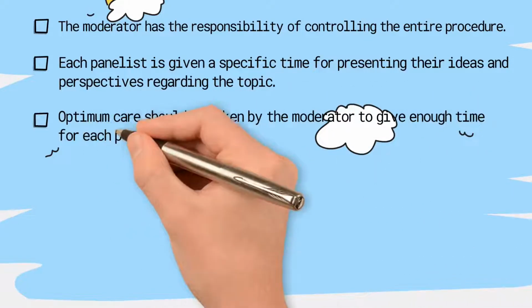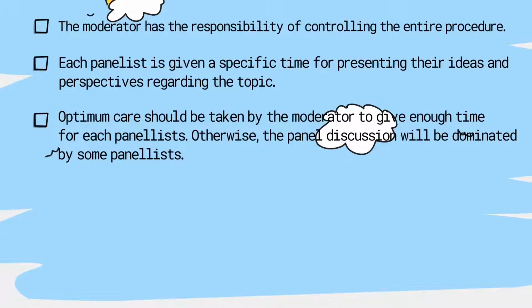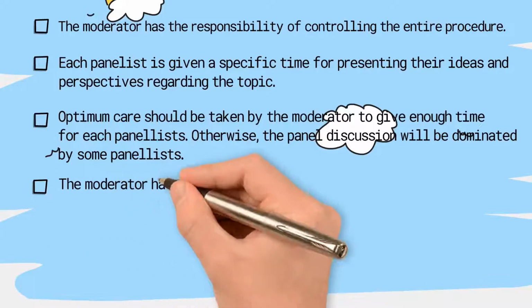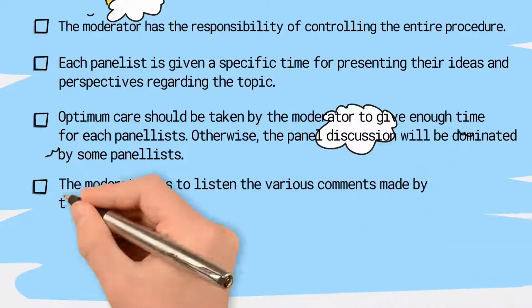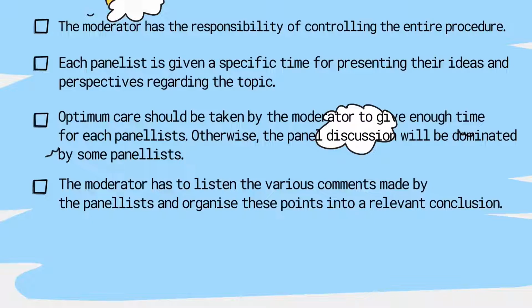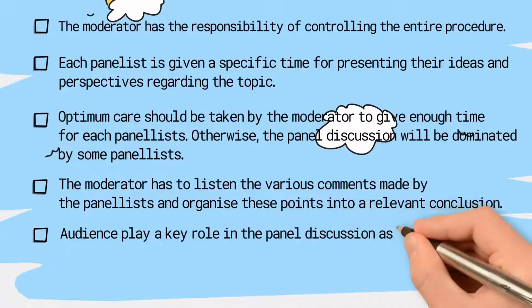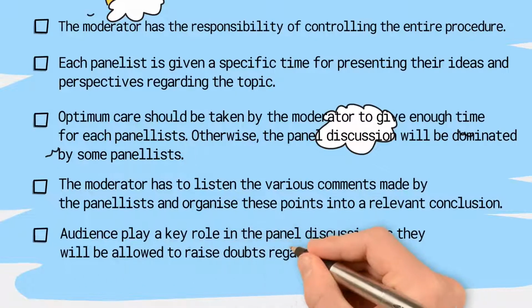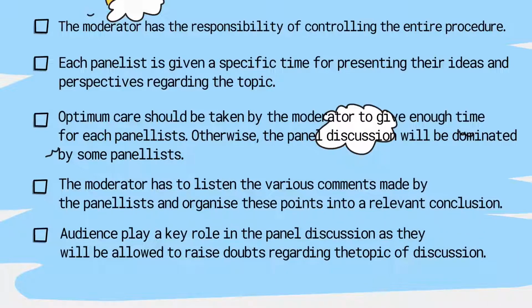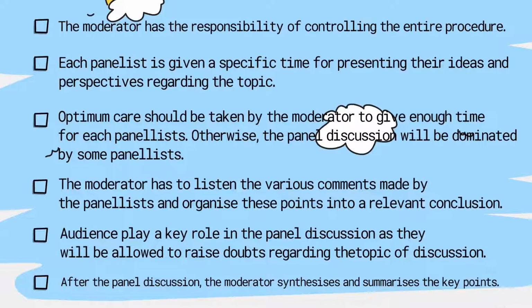Optimum care should be taken by the moderator to give enough time for each panelist. Otherwise, the panel discussion will be dominated by some panelists. The moderator has to listen to the various comments made by the panelists and organize these points into a relevant conclusion. Audience play a key role in the panel discussion, as they will be allowed to raise doubts regarding the topic of discussion. After the panel discussion, the moderator synthesizes and summarizes the key points.